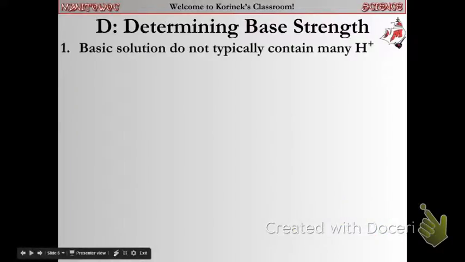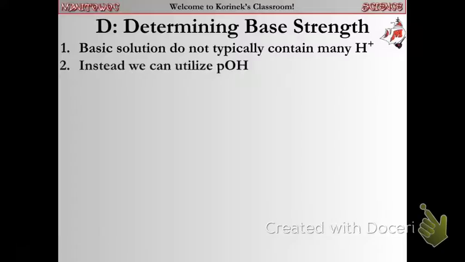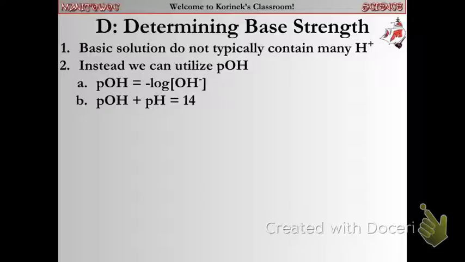So how about bases? It seems like we're leaving them out. Basic solutions do not typically contain many protons, many hydrogen ions. Instead, we can utilize something like pOH to help us with the strength. pOH looks very familiar to pH. That's our equation. And if we ever want to convert a pOH into a pH, because that's more familiar to us, we can utilize this concept: the addition of the pOH and the pH of a substance will equal 14. They always equal 14.